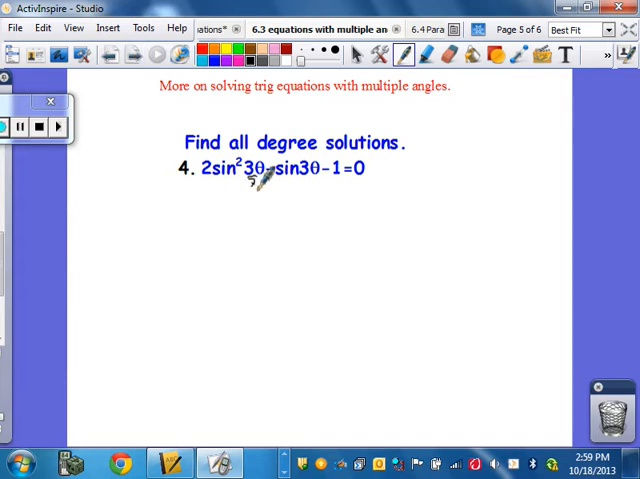Just treat this as a variable for now. Don't freak about the 3 theta. You guys can factor this, okay? So if you guys factor this, I would end up factoring this as how? 2 sine, you know what, I'm even going to put an x in there for right now. And then just sine x, and a 1 and a 1, and you would have what? Minus and a plus. Okay?